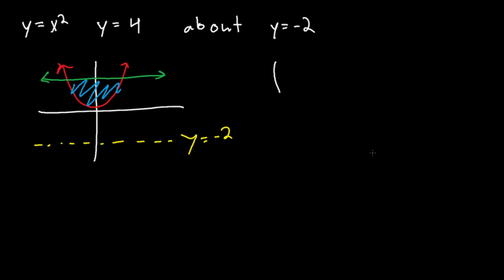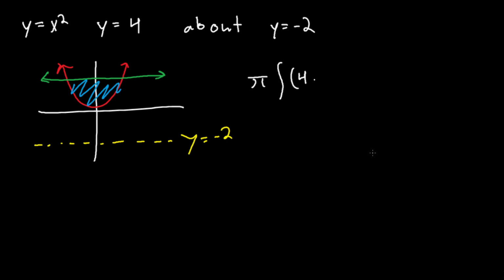Well, let's use our general formula. Pi times the integral from a to b. Well, we need to find a and b. Let's go ahead and find that later. What's your upper bound function? Well, your upper bound function is simply 4.